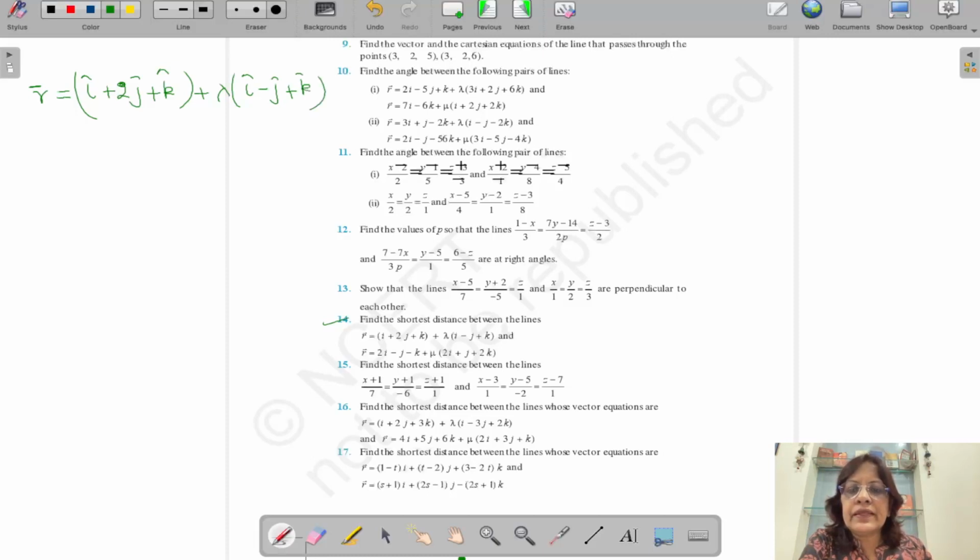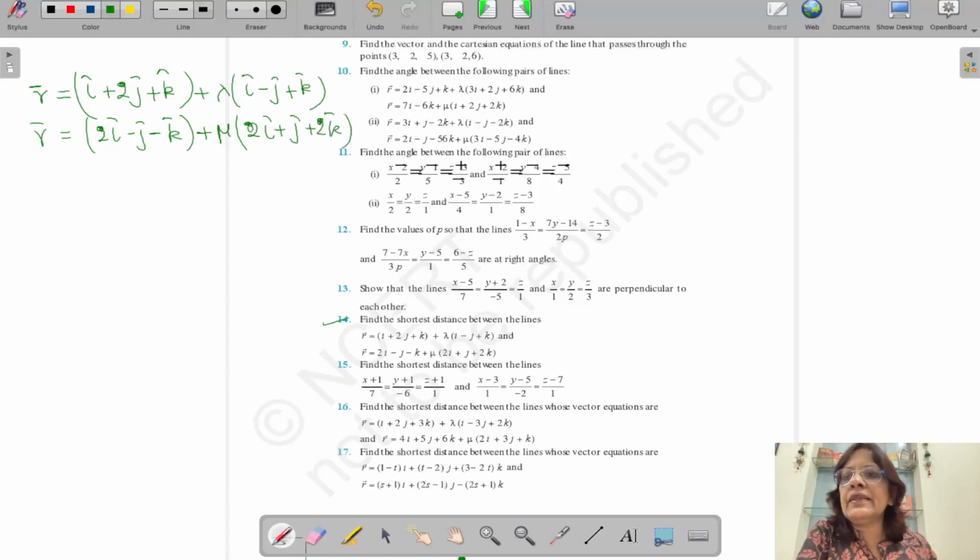That is one line. The second line, r is equal to 2i minus j minus k plus mu times (2i plus j plus 2k). Okay, so these are the two lines. Now the first line is already in the vector form. This is r is equal to a1 plus lambda v1, and the second line is r is equal to a2 plus mu times v2, right?